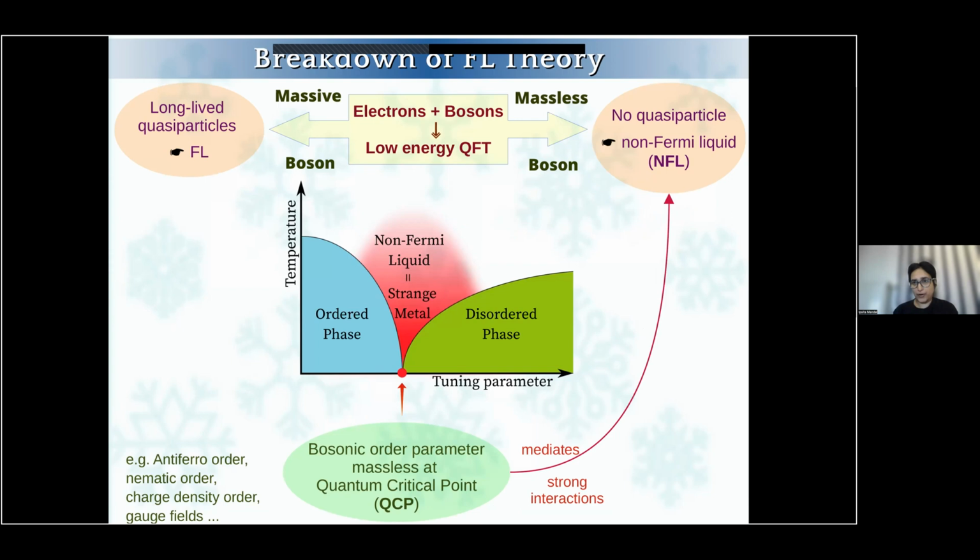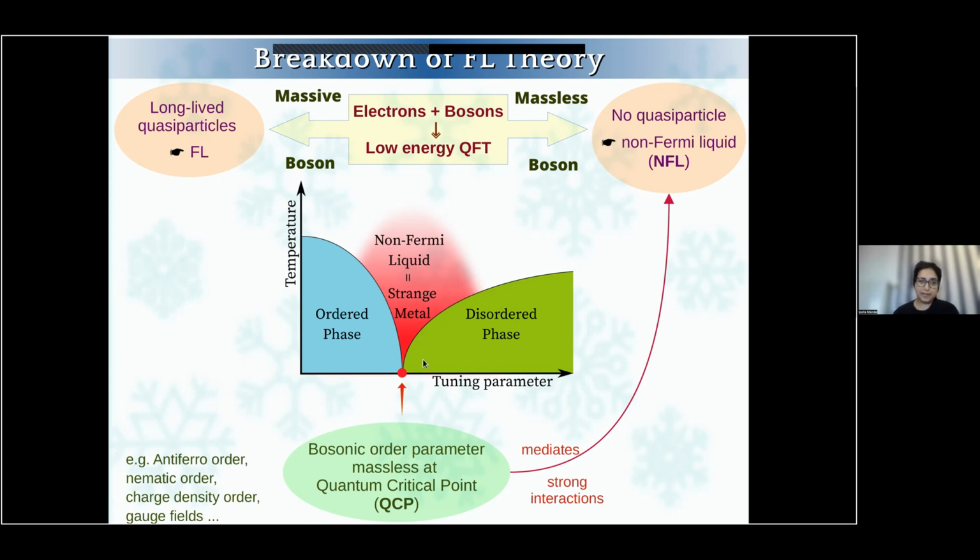Now, this was the nice story of normal metals, but we are also familiar with systems where this nice Landau Fermi liquid framework breaks down. For example, suppose we are trying to write down the low energy effective field theory for electrons interacting with some emergent bosonic degrees of freedom. If the boson is massive, then we get back this nice Landau Fermi liquid picture where we have long-lived quasi-particles. But in some situations, when the boson becomes massless, it can happen that the quasi-particles get destroyed. And then we generically call these systems non-Fermi liquid systems.